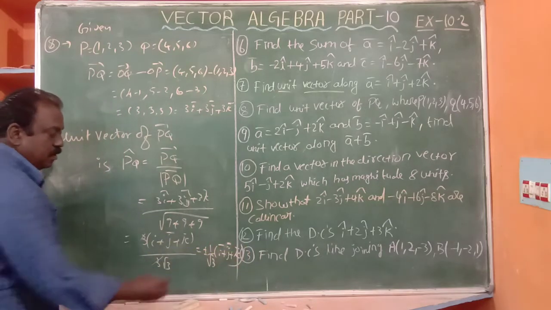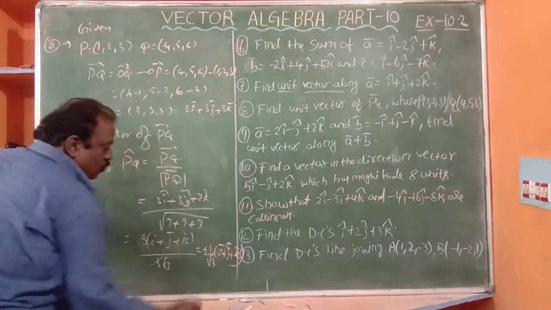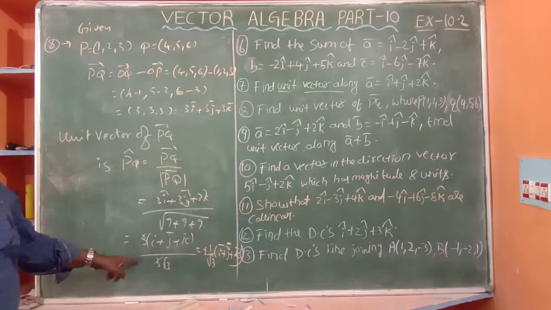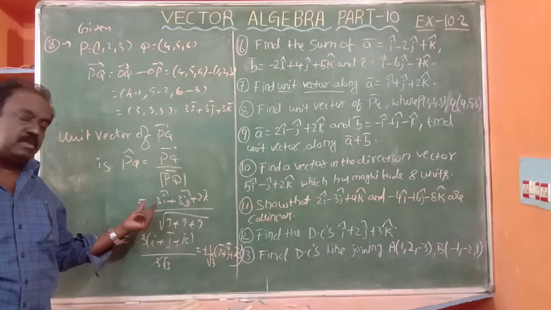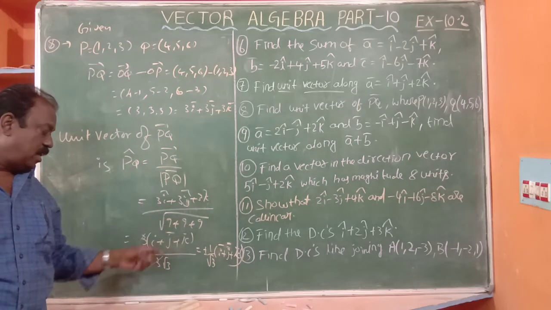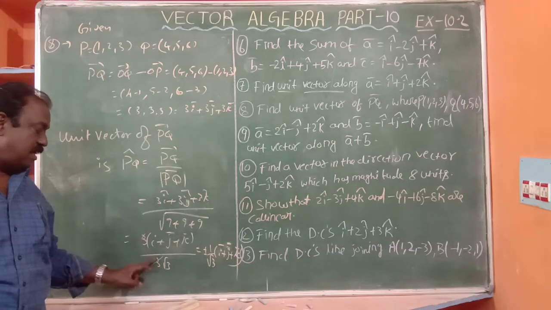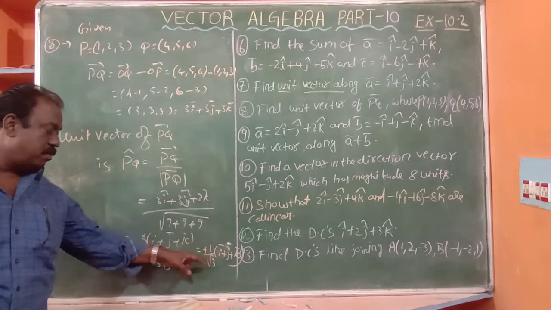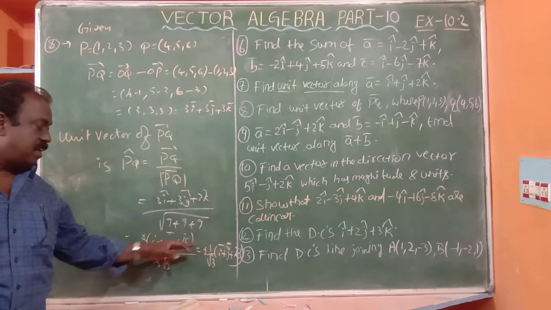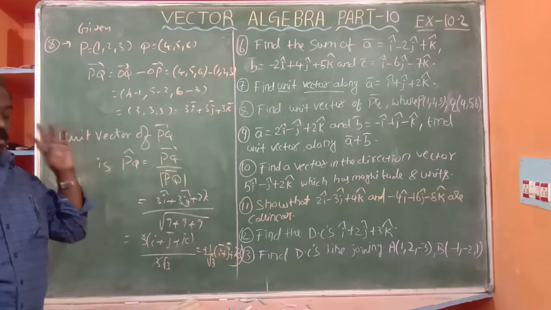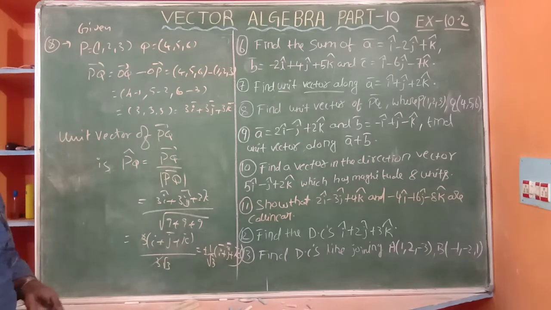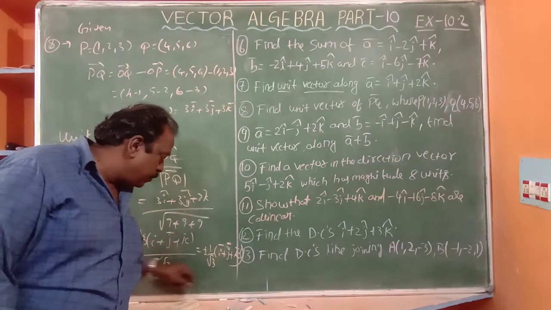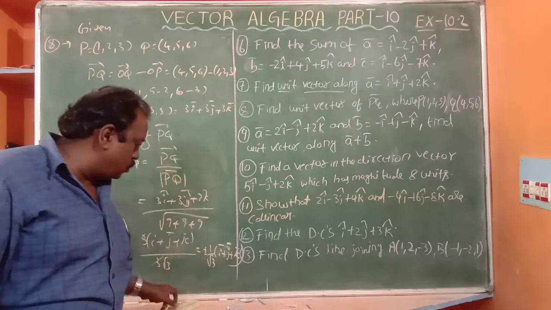Is it clear? Observe, 3 cancels. Root 27 means 9 times 3, so root 9 is 3, and root 3 is there. 3 cancels, so 1 by root 3 of i plus j plus k is written. So that is the unit vector along PQ bar. Okay? Now we'll go to the next.